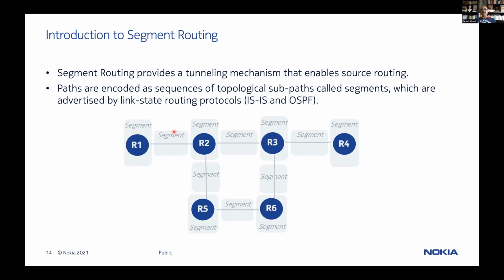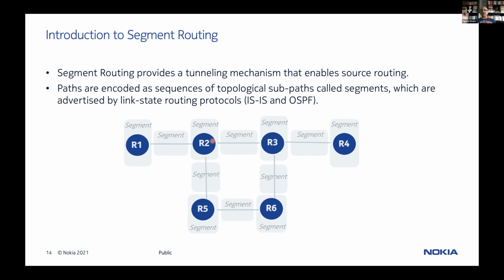Now, we call each of these a segment. So in this case here, R1 is a segment. The link between R1 and R2 is a segment. R2 is a segment, and so on. So all of these are segments. So I hope that is starting to crystallize in your head what this whole concept of segment routing is. It's where you're specifying a set of segments that a packet has to go through in order to reach its destination.